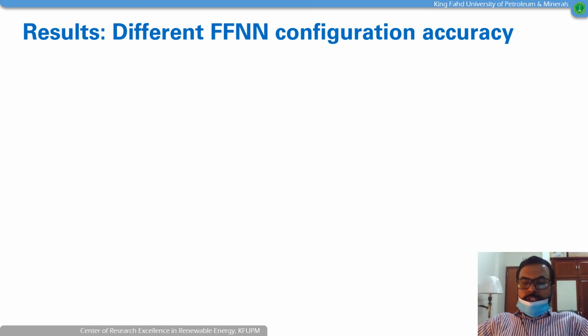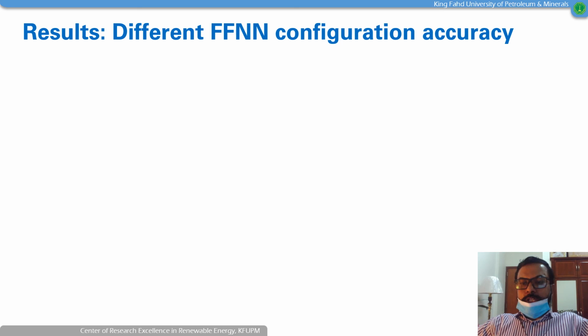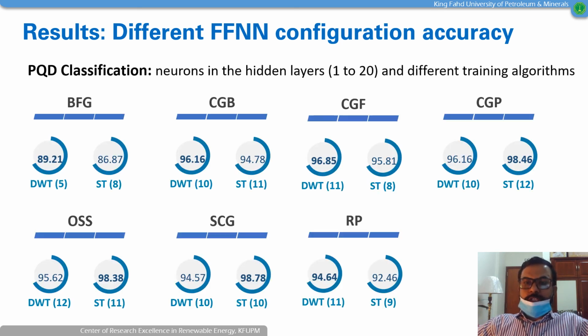To compare the detection accuracies, we have employed different numbers of neurons in the hidden layers as well as different types of training algorithms to the feed-forward neural networks. Similarly, we have compared the classification accuracies by employing different numbers of neurons in the hidden layers and different types of training algorithms to the feed-forward neural networks.